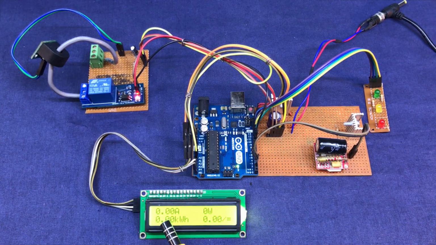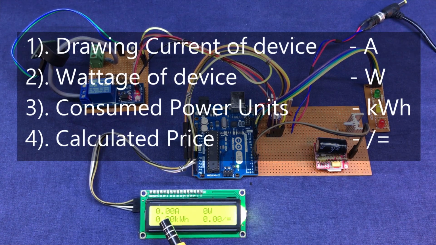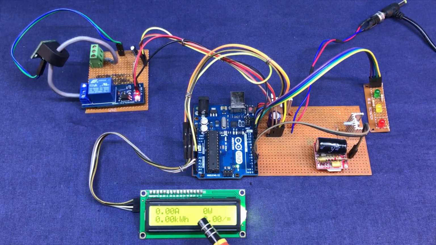Here, in the upper left corner, it shows the current drawn by the AC equipment connected to this device, and the wattage of that equipment, and the used units of electricity. And here it shows the price. I have configured the unit price of a current unit accordingly. The price will show here. Currently it is not showing any data because we have not yet connected any equipment.